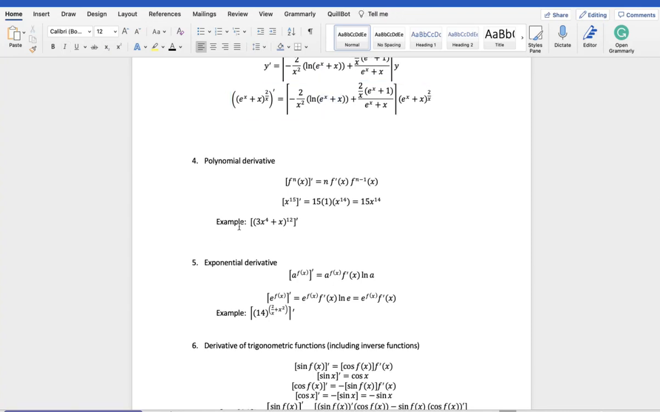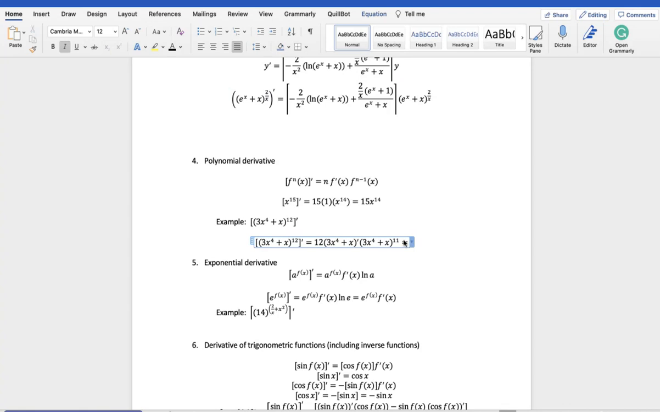Next, if we look at our polynomial derivative and we apply the formula that we were given, you have that this, which is the derivative of (3x^4 + x)^12, is equal to the exponent coming down, 12, multiplied by the derivative of the function f(x), which is the derivative of 3x^4 + x, and multiplied by our function (3x^4 + x) to the exponent of 12 minus 1, which is just 11.